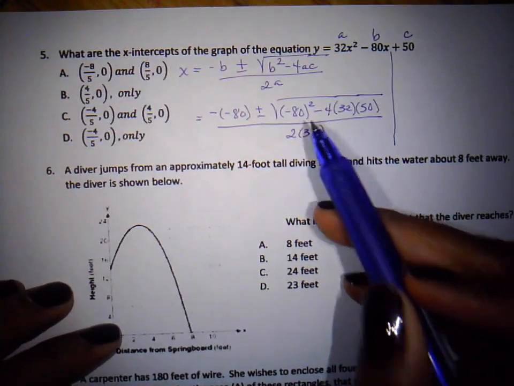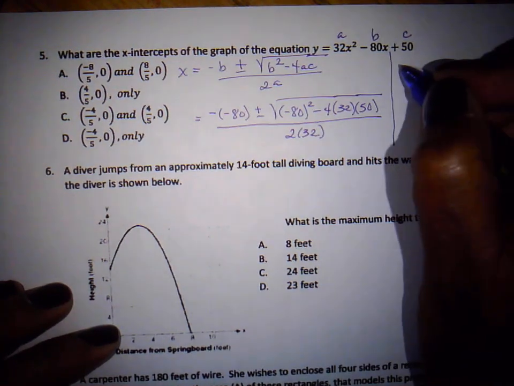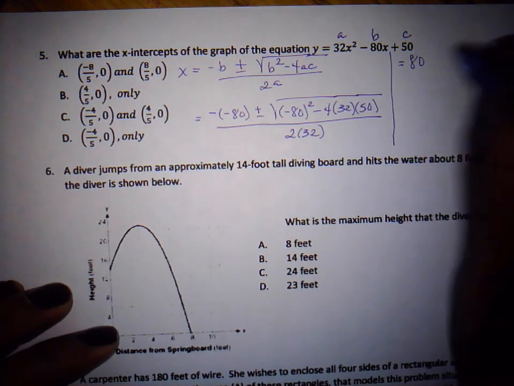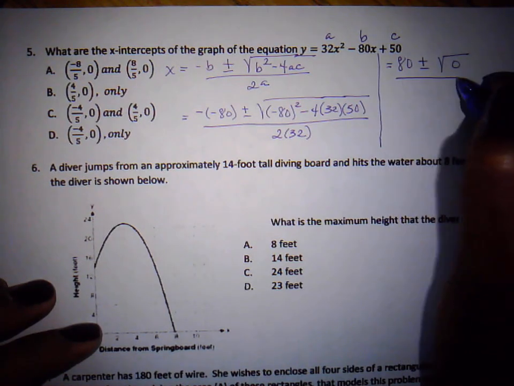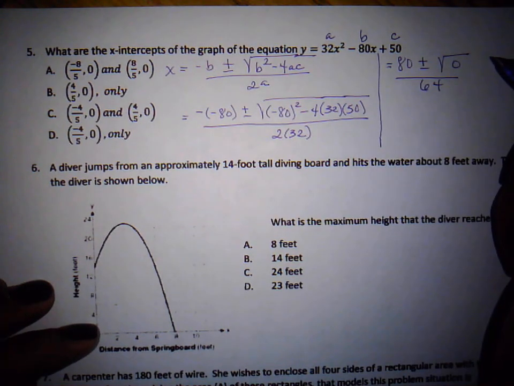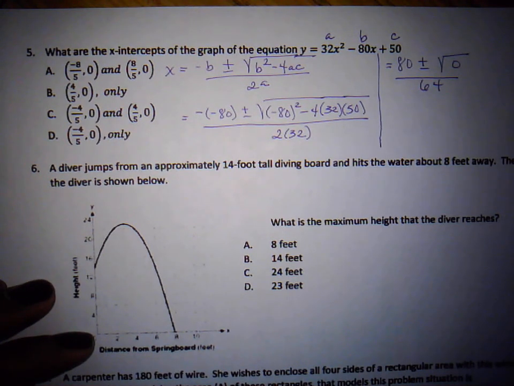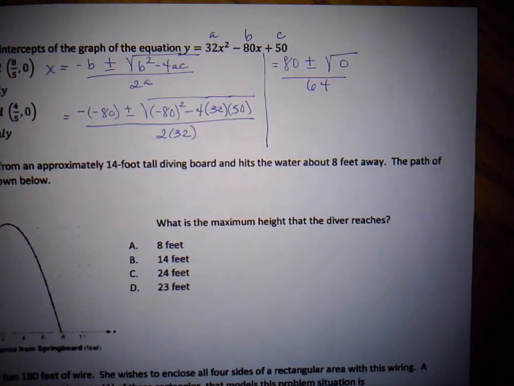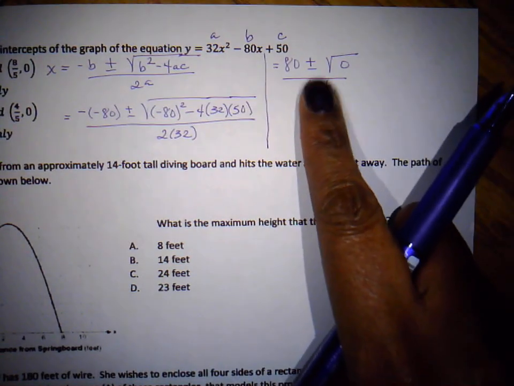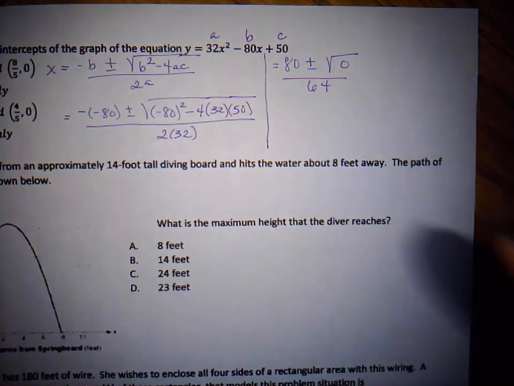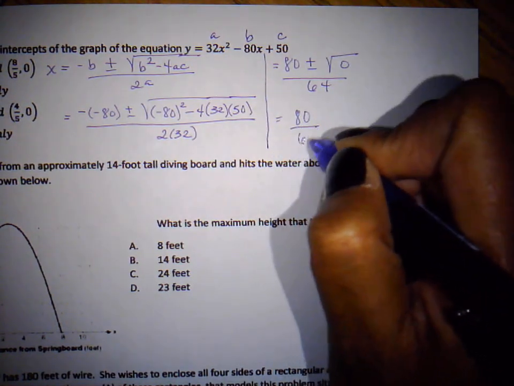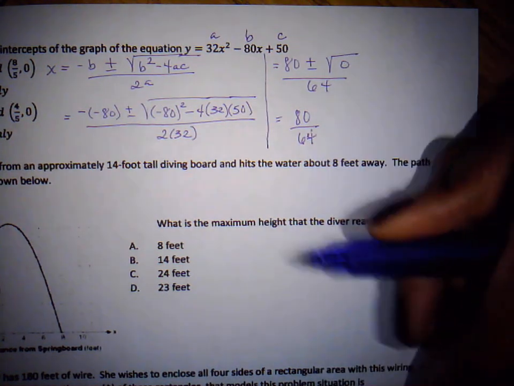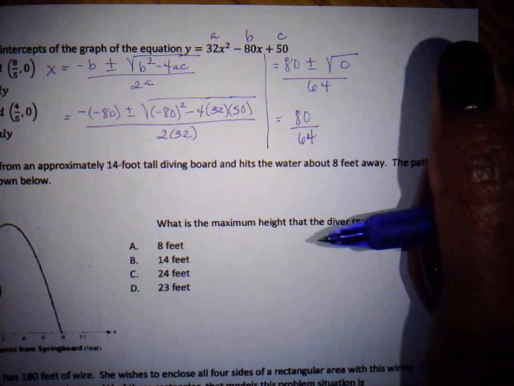So when we rewrite this, we're going to say equals 80 plus or minus the square root of 0, all over 64. We okay? What's the square root of 0? 0. So do I need to do the plus or minus part anymore? No. So we're just going to say 80 over 64. And we're going to pray for these answer choices because the actual answer is not there.